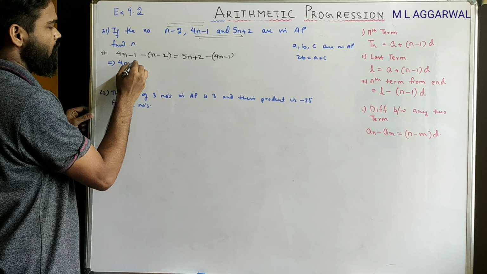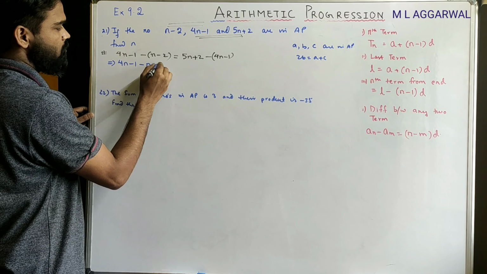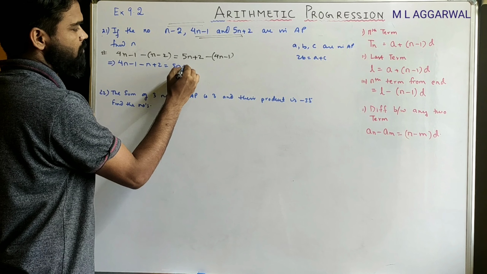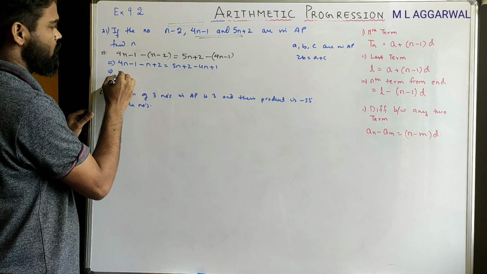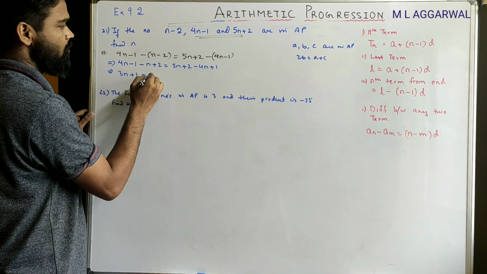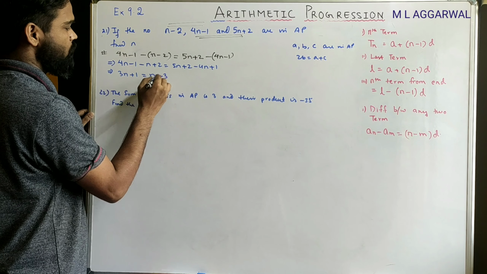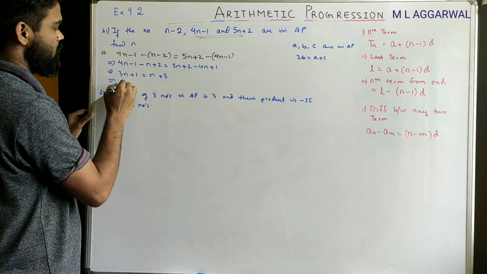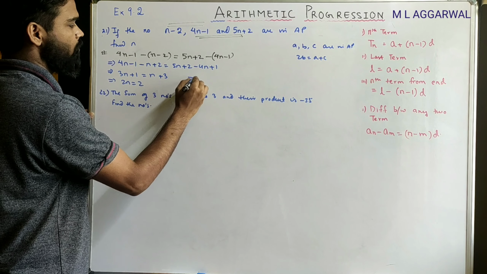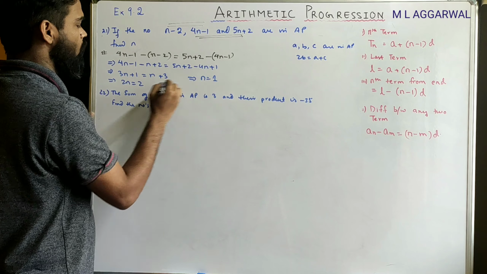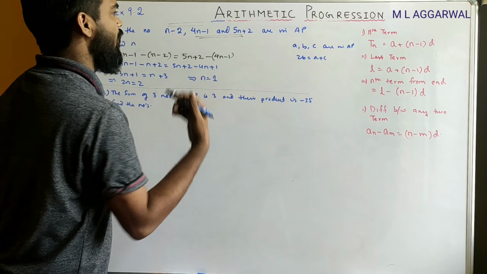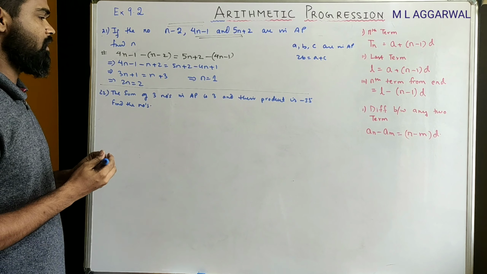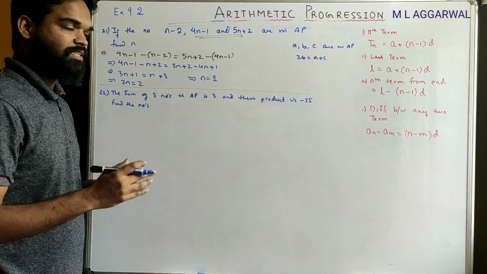This is 4n minus 1 minus n plus 2 equals 5n plus 2 minus 4n plus 1. So that's 3n plus 1 is equal to n plus 3. So that's 2n equals 2, which implies n equals 1. Done. So you got the value of n as 1. They asked for n only. Now look at sum number 22.